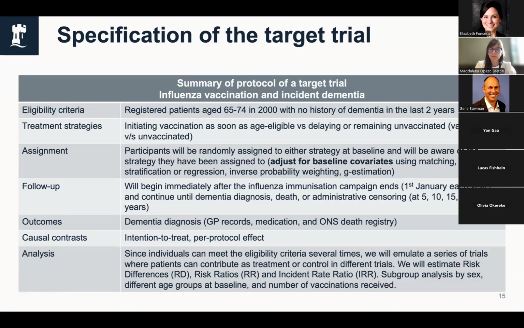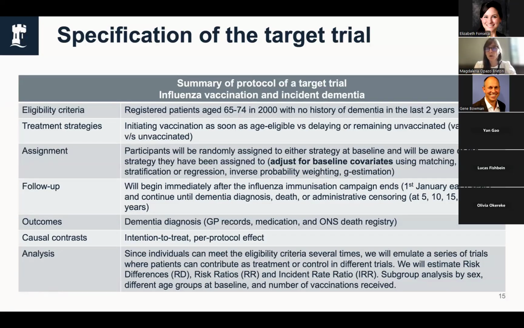And the treatment strategy will include people initiating vaccination as soon as age eligible. So in year 2000, someone who was over 65 was age eligible, but probably in year 2001, only someone who just turned 65 and those who delayed vaccination will be eligible for my trials, because I will be using sequential trials for this study. There will be no randomization, but target trial emulation uses methods: you assign your population to the different treatment strategies, and then you adjust for baseline covariates using inverse probability weighting, G-estimation, stratification methods, or matching. The follow-up will start immediately after the influenza immunization campaign ends. The campaign starts in September each year and ends at the end of December. So we will assess vaccination status after the 31st of December.